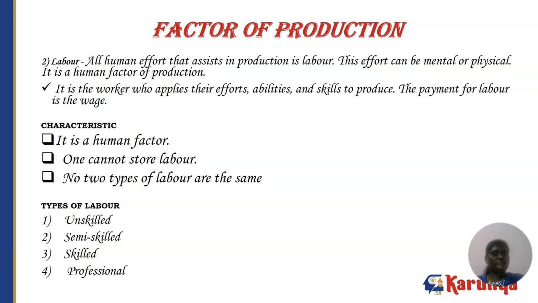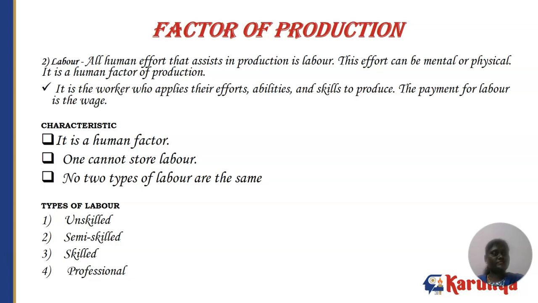The second one is labor. All human effort that assists in production is labor. This effort can be mental or physical. It is a human factor of production. It is the worker who applies their effort, abilities, and skill to produce. The payment for labor is wage.